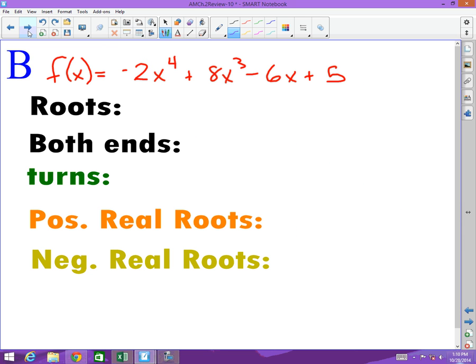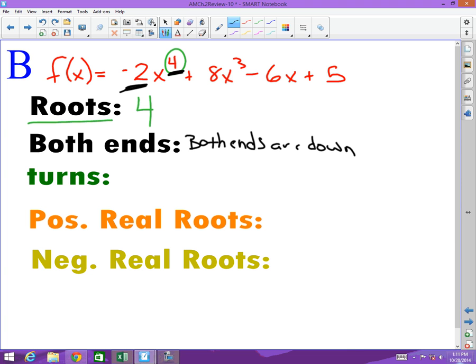Then for B, finding the number of roots and all of those good things. So in this case, the number of roots would be the largest exponent. In this case, there's 4. Doesn't mean there has to be 4, but at most there are 4 roots. Because some of them could be duplicate roots, so there may only be 2, or 3, or 1. All right, then the ends of this one, because it is even and that is negative, both ends down. Or both of them go to negative infinity.